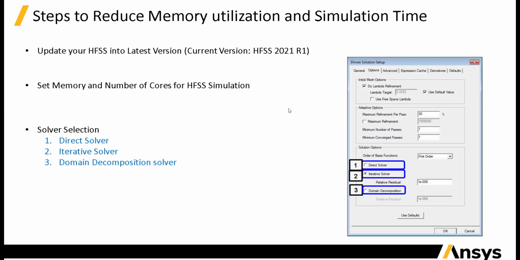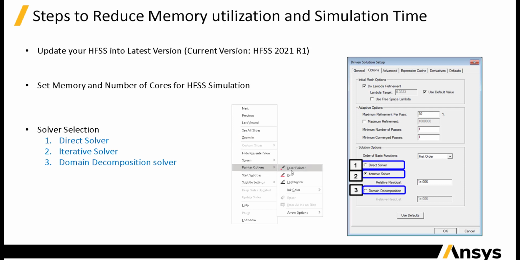Then there are different solvers in HFSS. Coming into these settings, in the general settings you mention the frequency at which you want to mesh and other things. In the options tab, there is an option to select different solvers. The direct matrix solver is nothing but directly solving the FEM domain. The iterative solver tries to calculate the inverse of the matrix by doing iterations.